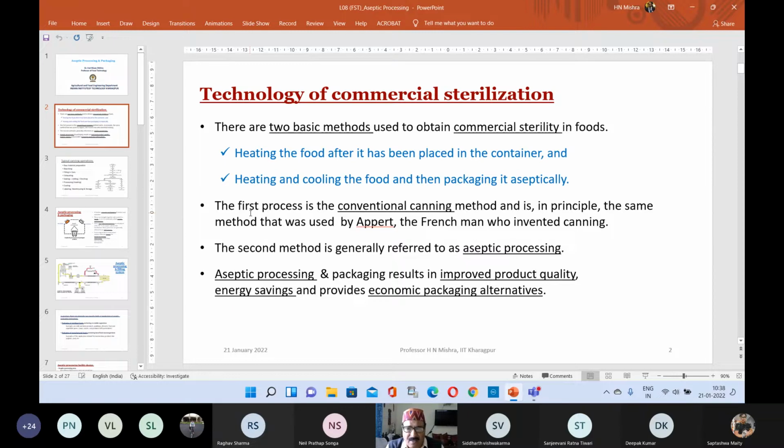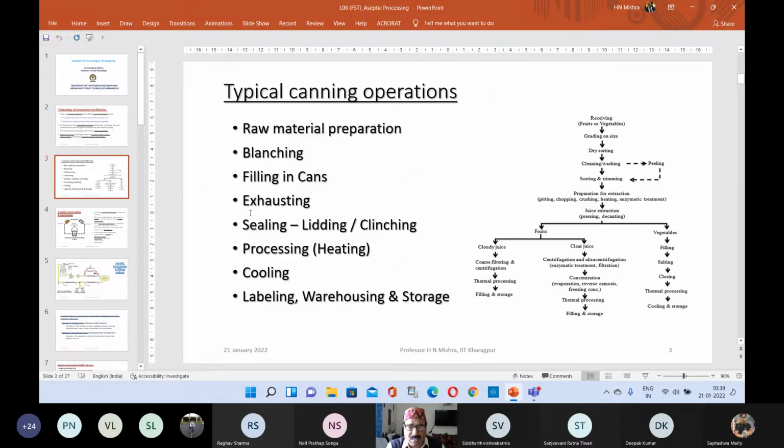So it invariably results in economical packaging alternatives, it results in energy saving, it results in improved product quality, and more importantly, you will see that normally the FFS machines are used. Okay.